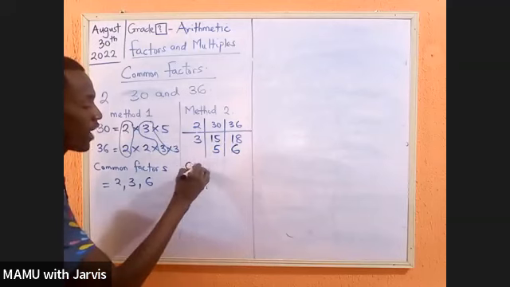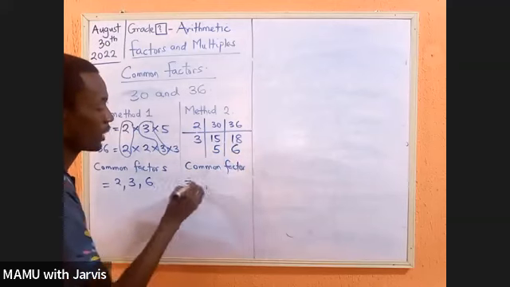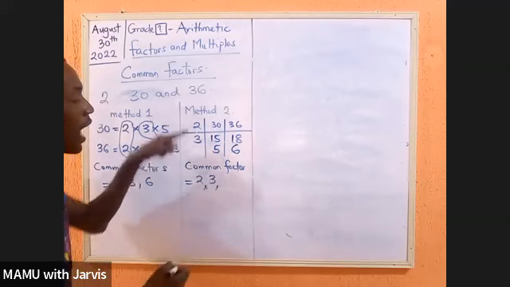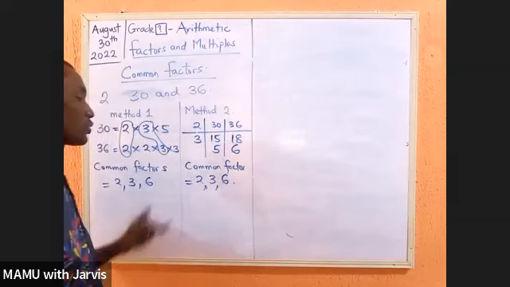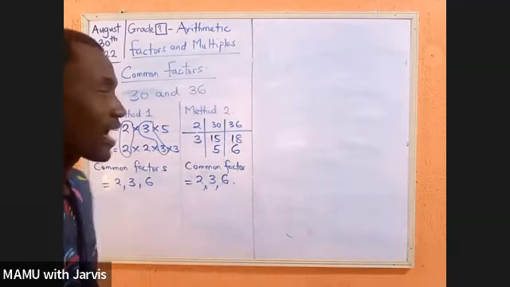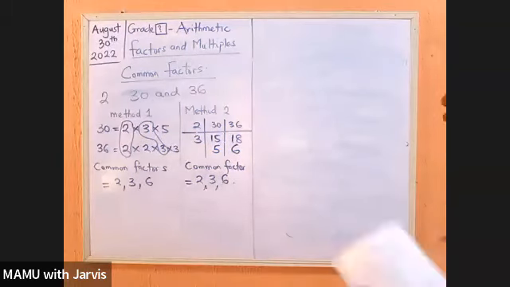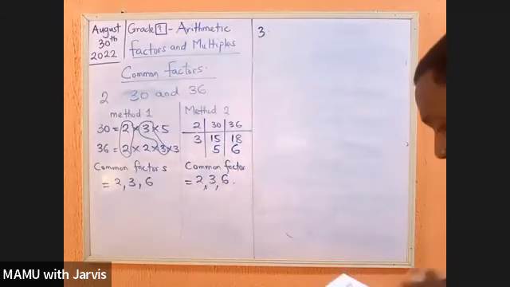So my common factor now will be what? I'm seeing 2, I'm seeing 3, and because I see 2 and 3, I must see 6. All right, so this will now be my final answer: 2, 3, and 6. So we'll take one more, and we're done with this.